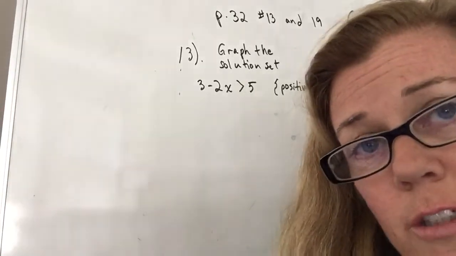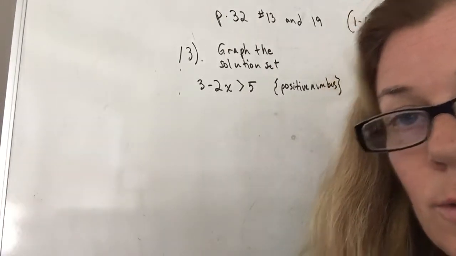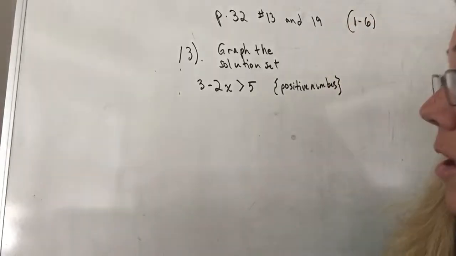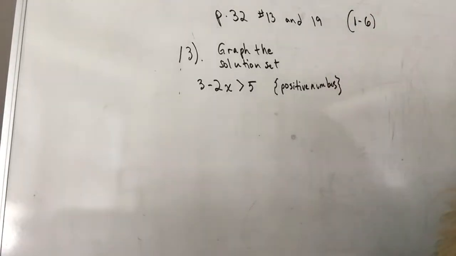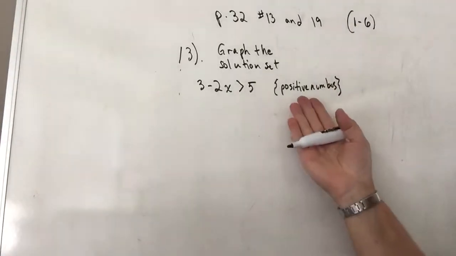Good morning. I have a question from page 32, numbers 13 and 19. The person asked about 19a, but I'm going to do all three, A, B, and C. Starting with 13, though. 13 asks us to graph the solution set for the given domain. And the domain we're given is the set of positive numbers.